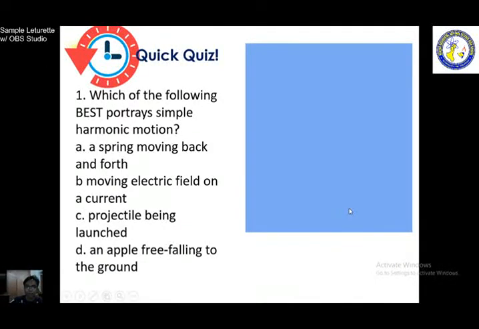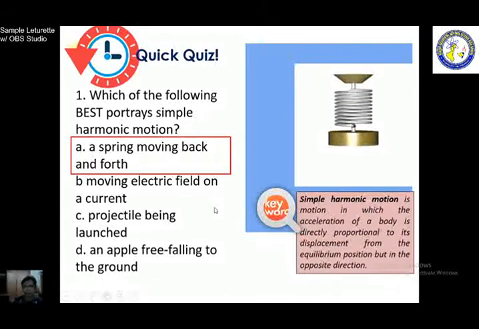So let's have a quick quiz. Which of the following best portrays simple harmonic motion? A, a spring moving back and forth; B, a moving electric field on a current; C, a projectile being launched; D, an apple falling to the ground? Of course, the answer is correct. The answer is letter A, a spring moving back and forth.